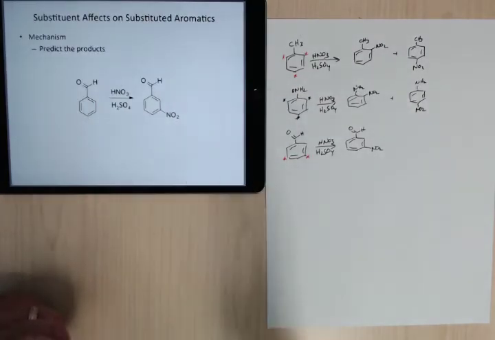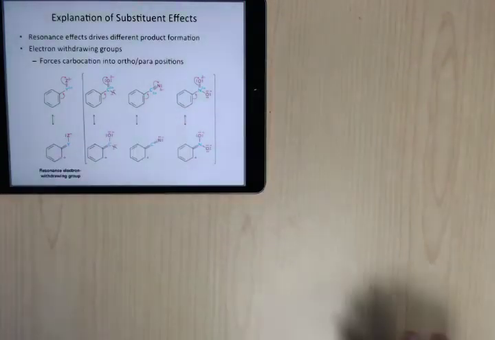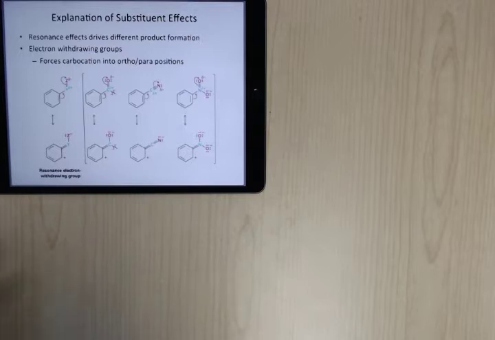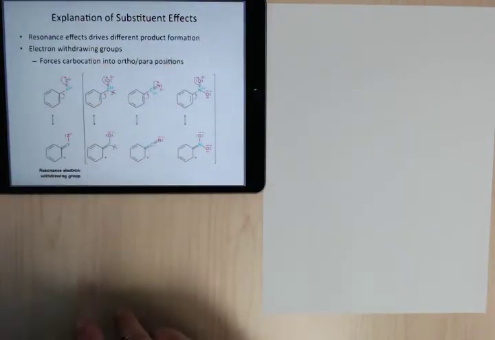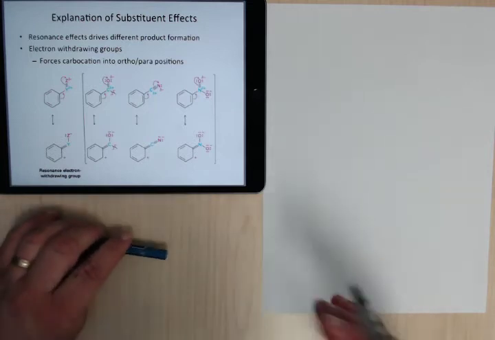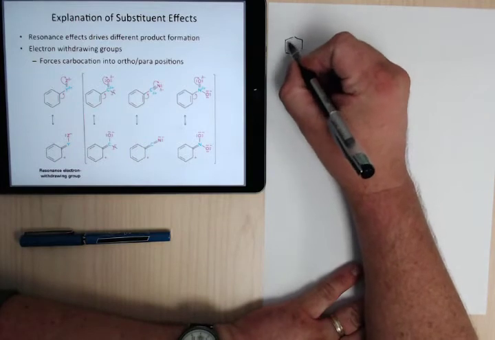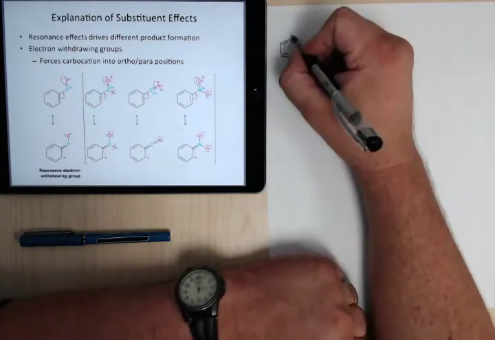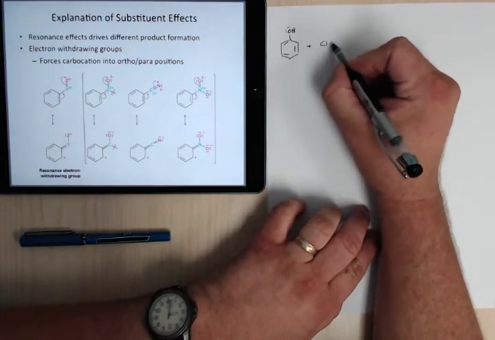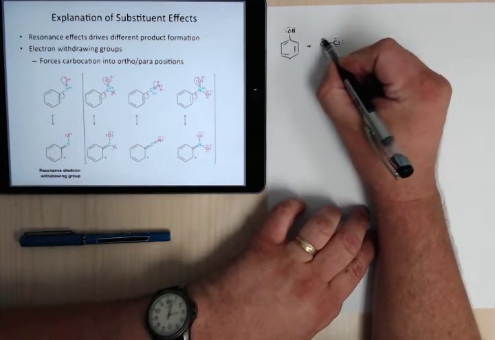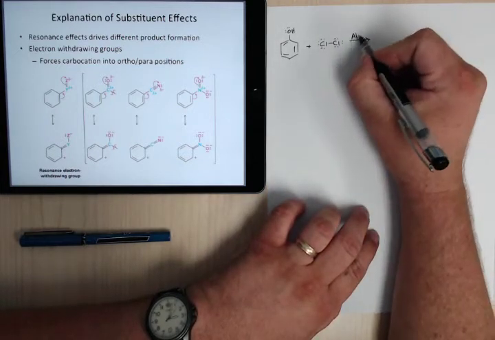So the groups that are on there are going to make a difference. Now, why is that? Here I'm just going to go ahead and draw it out. You can look at the slides, stuff like that, but it all has to do with stability, shockingly. So let's say we had phenol, and then let's say we're going to add chlorine to it. Now this works for all of them.